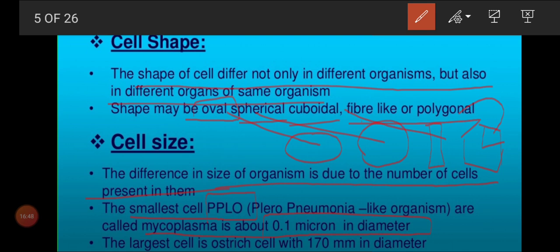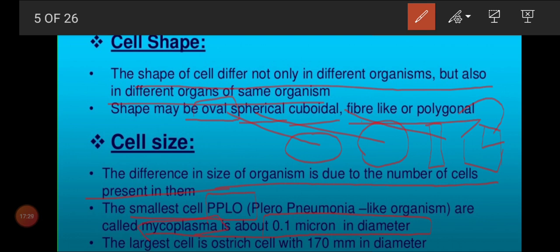And come to one organism which is present in this world, that we can call PPLO organisms. What do you mean by PPLO organism? Pleuropneumonia like organisms. These are the very small or tiny organisms in the world. Why? The cell size is very, very small. It is only 0.1 micron in diameter. So if the question is like that, give an example for the smallest cell organism, you want to write the example as PPLO, pleuropneumonia like organisms. That is what we call mycoplasma.